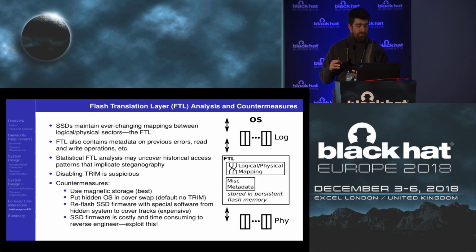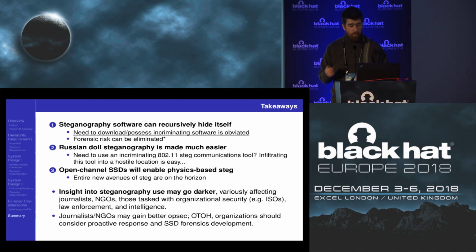The other option is that you can take advantage of the fact that usually the FTL is fairly vendor specific, and to actually do anything with that data, it probably requires some reverse engineering, and probably requires fairly deep pockets and time to come up with a solution that is able to detect something. So you can use that to your advantage if your adversary is not that sophisticated. Okay, so what are the takeaways here?